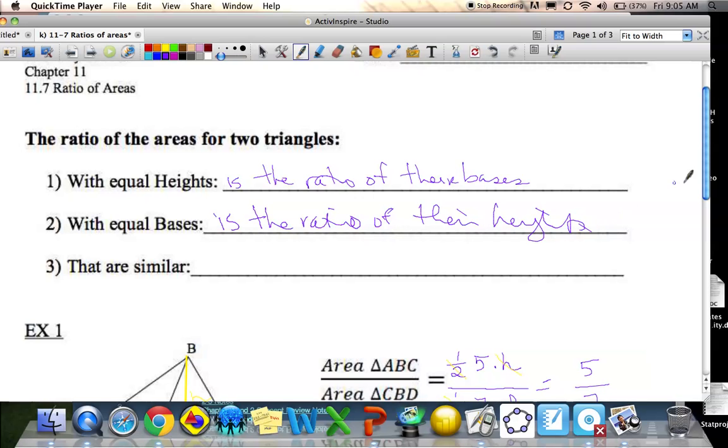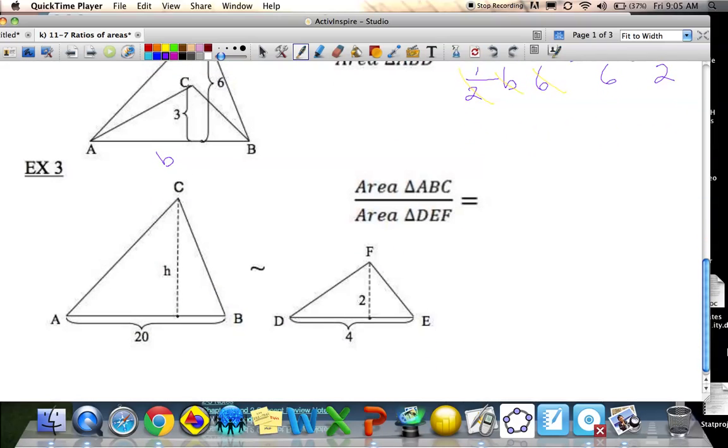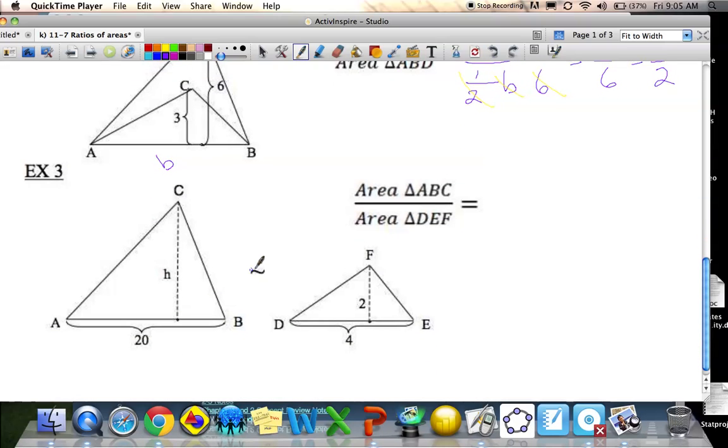The last relationship is, if two triangles are similar, what is the ratio of their areas? This triangle ABC is similar to triangle DEF. If we want the area of triangle ABC, we need to find the height. The scale factor for this is 5 to 1. This is 5 times as big as this, so H has to be 5 times as big as 2. Therefore, H must be 10.